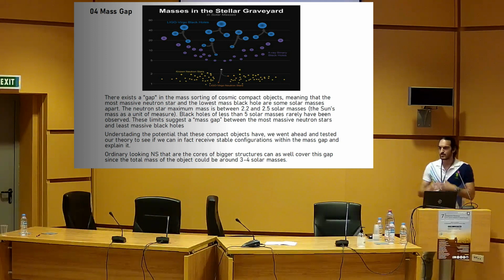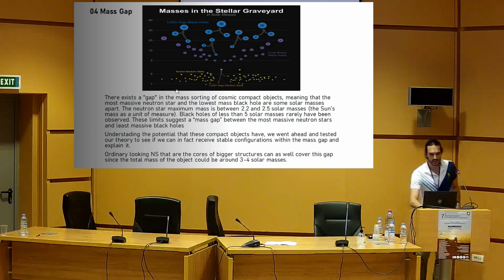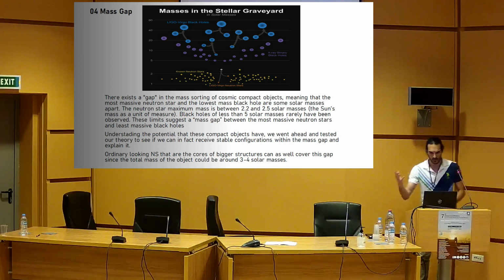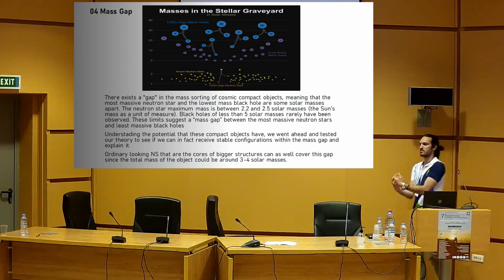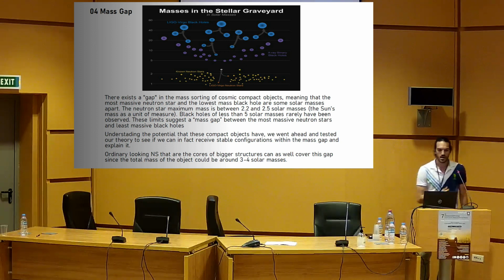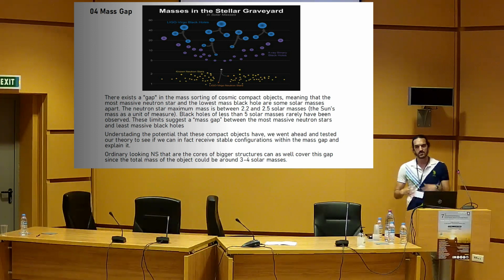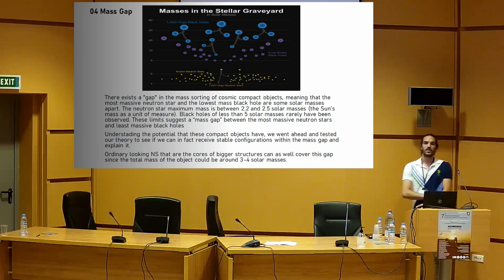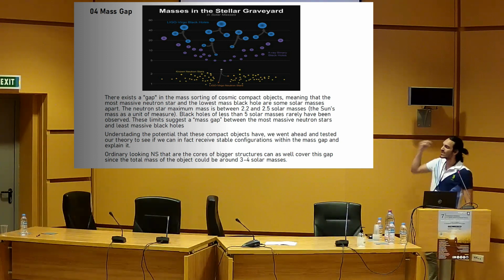So the mass gap now. One of the mysteries in our universe is the mass gap. And in nature, as you see here, the highest mass neutron star is around 2 to 2.6, let's say 2.5 solar masses, and the lowest mass black hole is of 5 solar masses. So what happens? Why doesn't nature want to give us configurations inside this gap? Well, this is the mass gap of 2.5 to 5 solar masses.